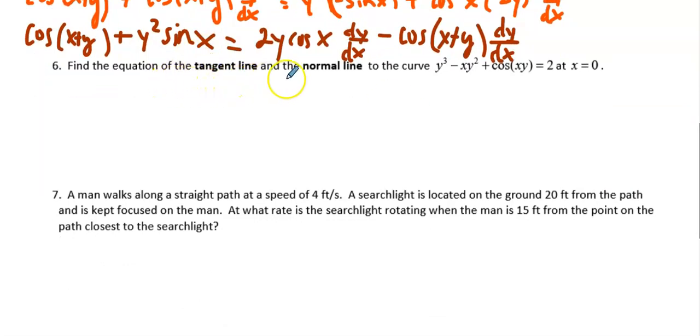It says find the equation of the tangent line and the normal line to this curve. So let's go ahead and look at it. We're going to start implicitly differentiating. The first part is going to be y cubed, so the derivative of that is just going to be 3y squared. And again, because we took the derivative of a y function, we're going to do dy over dx.